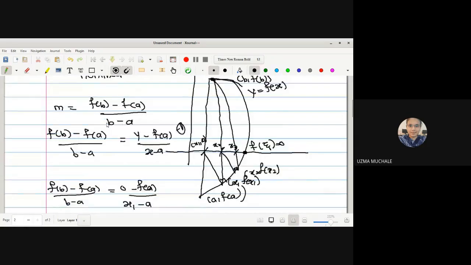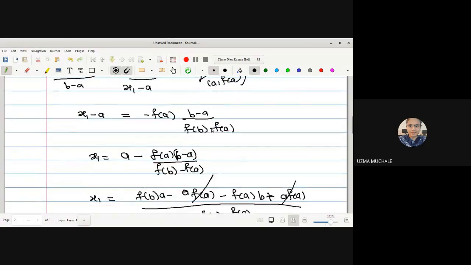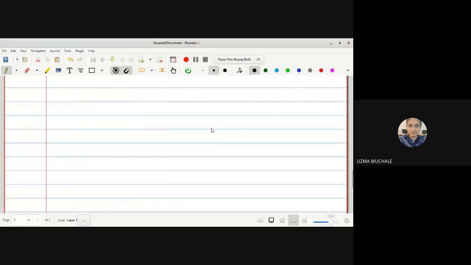What we have done, simply we have used the formula for slope and then drawn the line joining the points f of b, f of a, and then we have drawn a perpendicular, and again reduced the path. Initially the path was from b to a, that is f of b to f of a, joining these 2 points. Then the path is reduced to join b, f of b, x1, f of x1, and continuing in this way we can get the root. By using the slope formula, we have got the formula for our regula falsi method.